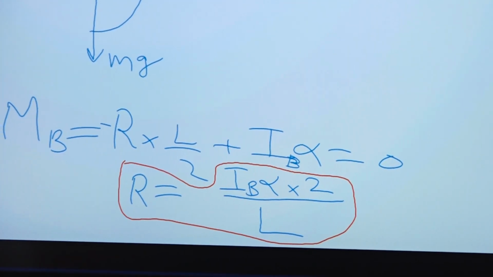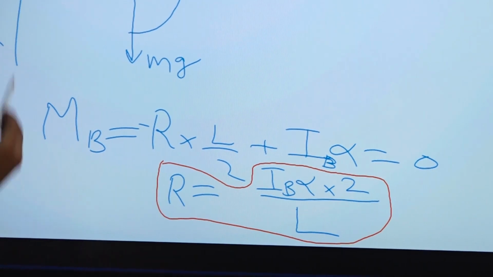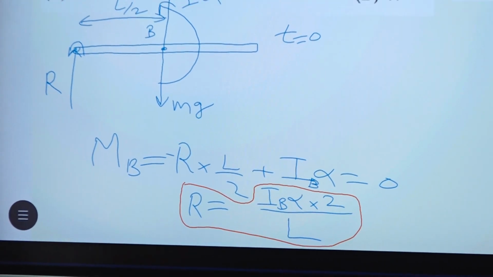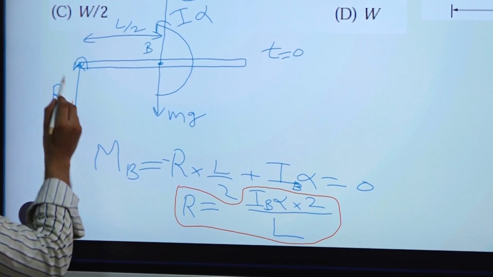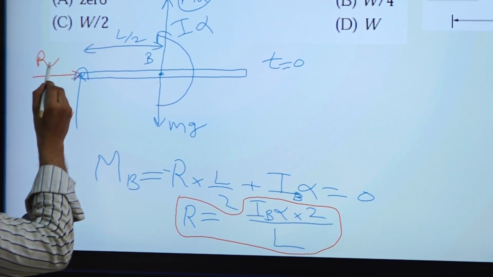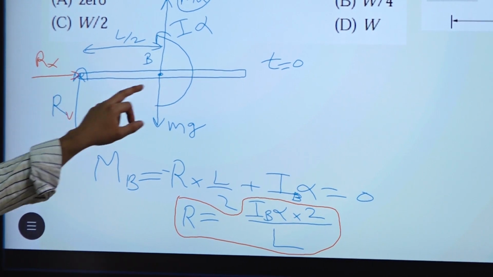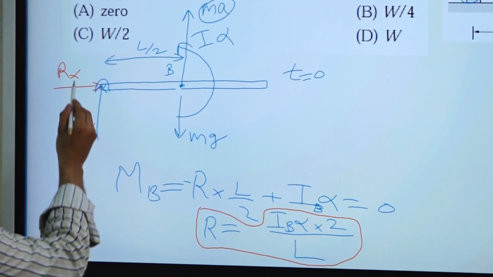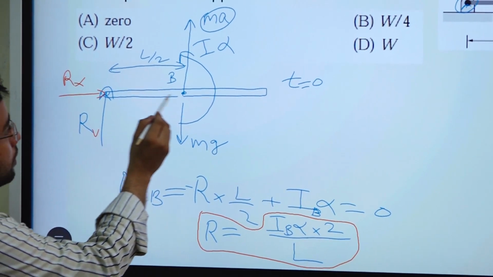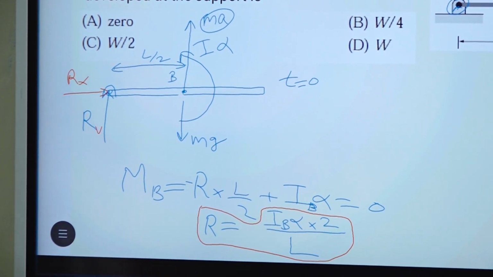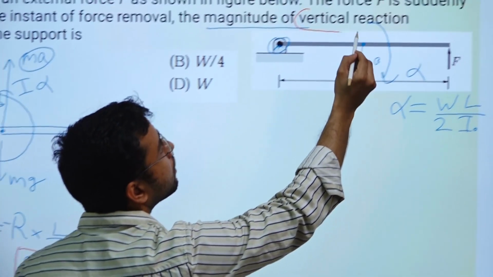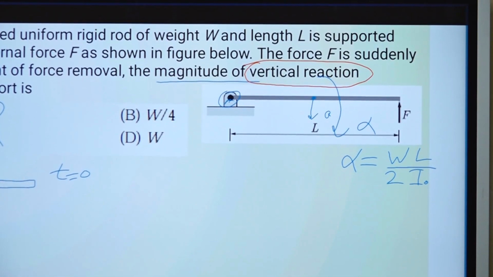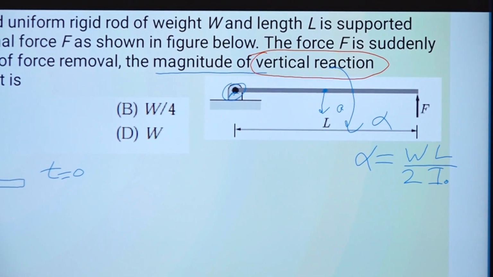So this we will find. This is the reaction R at the pin joint P. So we are only taking vertical reaction. We are not taking Rx. Why we are not taking Rx? Because when you calculate moment about the point B, the line of action of Rx will pass through the point B. And they are asking only vertical reaction here, so that also you have to take into consideration.